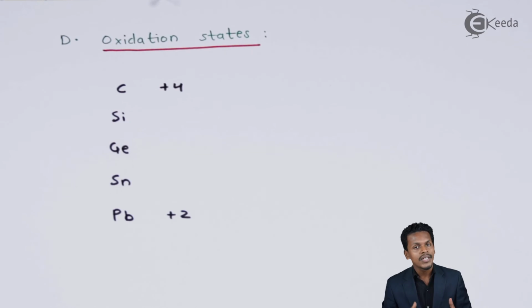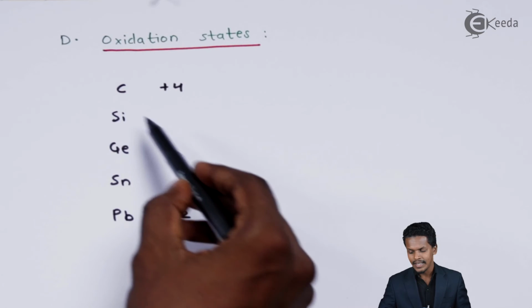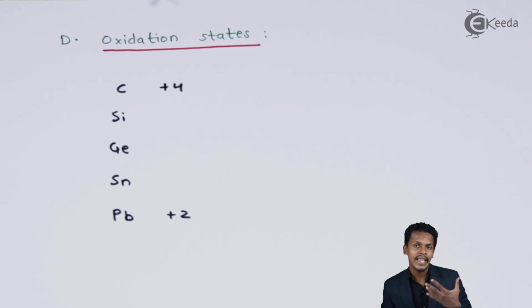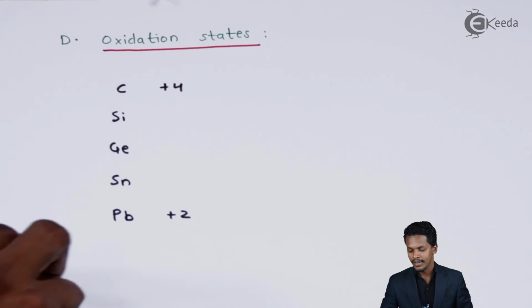So now let me talk about a few more examples. Since I have mentioned earlier, carbon is the one that exhibits a negative oxidation state also. Similarly, the lower members, or the heavier elements, don't exhibit a negative oxidation state so easily. So let me talk about certain examples where we could determine how those compounds are very stable in nature.